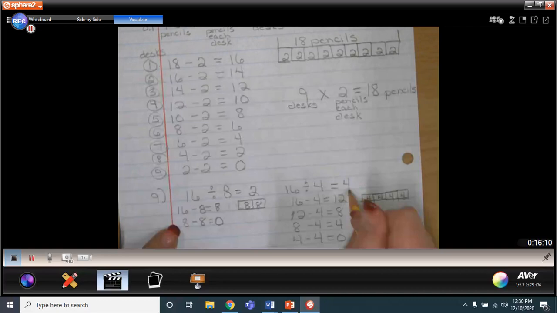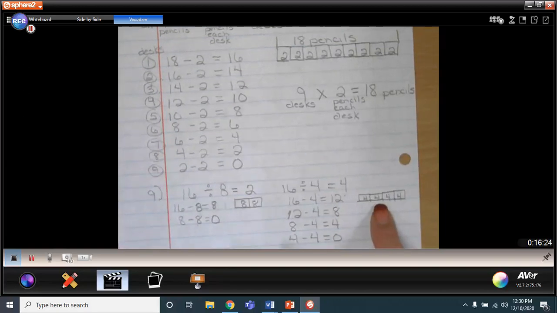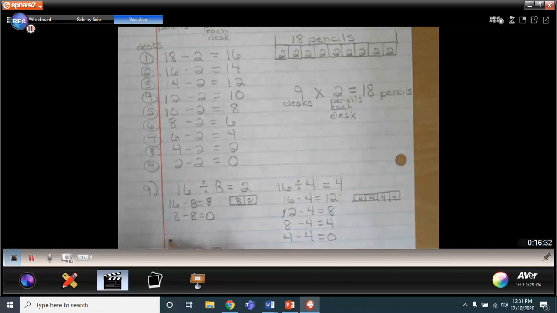So the question is asking, will he need more shelves if he puts 8 on a shelf or 4 on a shelf? Well, which one did he need more shelves? Well, more shelves was this one. So the fewer objects that he's putting on a shelf, the more groups he's going to need, because your shelves are your groups.